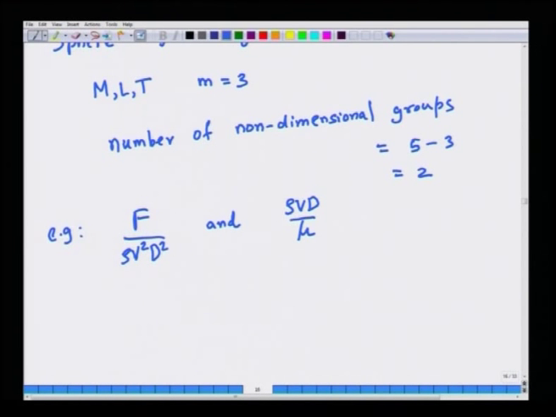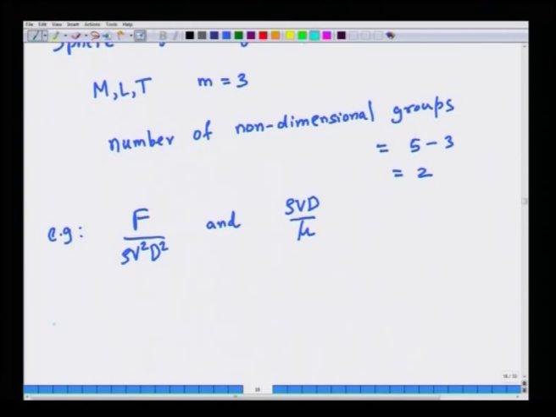Okay. But again the pi theorem or dimensional analysis does not tell you the nature of the function between the 2 non-dimensional groups. That is not told by dimensional analysis, that still has to be determined only through experimentation. But dimensional analysis does result in a great amount of simplification by reducing the number of variables in the problem from 5 to 2. Initially, we had 5 dimensional variables, now we have only 2 non-dimensional variables. Okay.